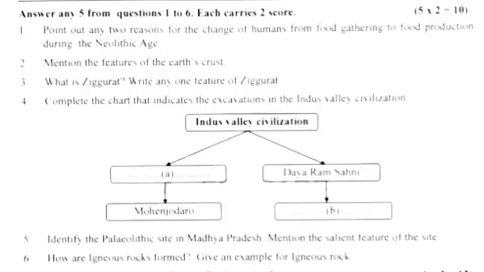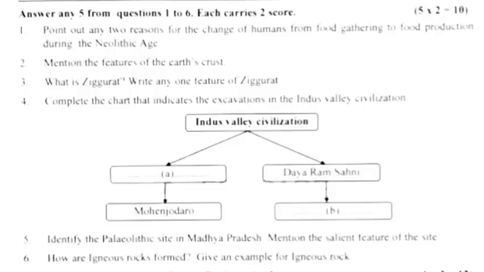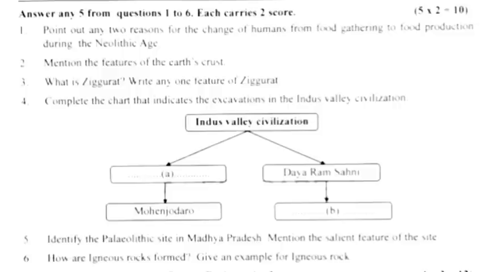4. Complete the chart that indicates the excavations in the Indus Valley civilization. Answer: A. R.D. Banerjee. D. Conducted excavation in Harappan. 5. Identify the Paleolithic site in Madhya Pradesh. Mention the salient feature of the site. Answer: Bhimbetka, rock shelter.